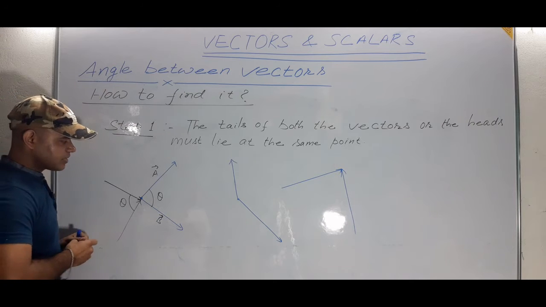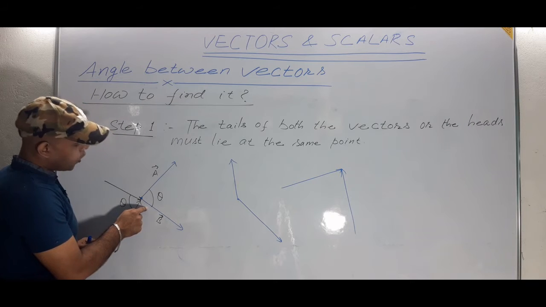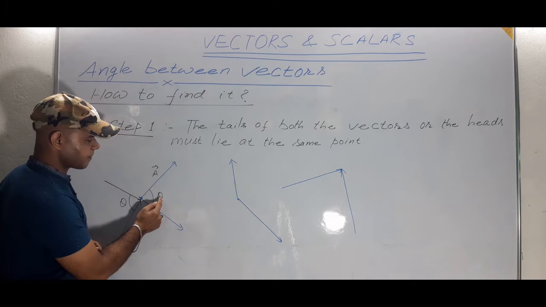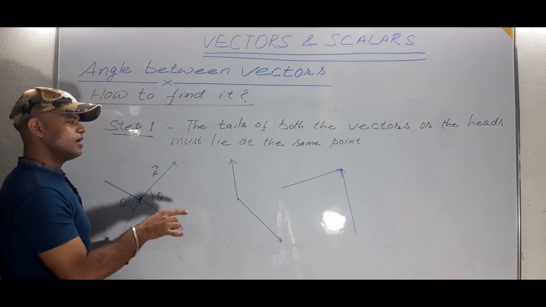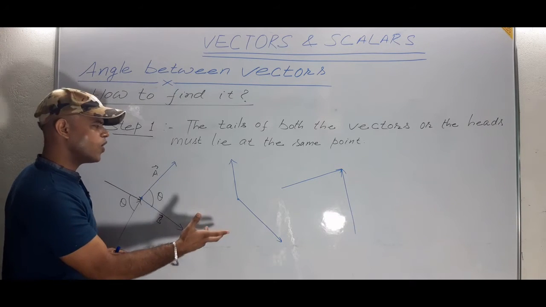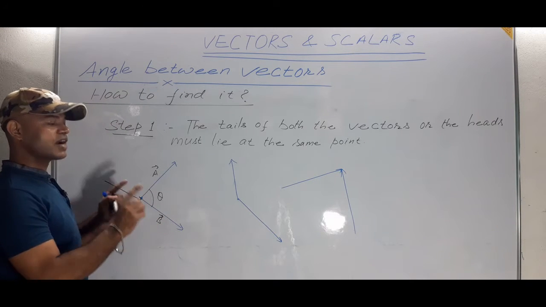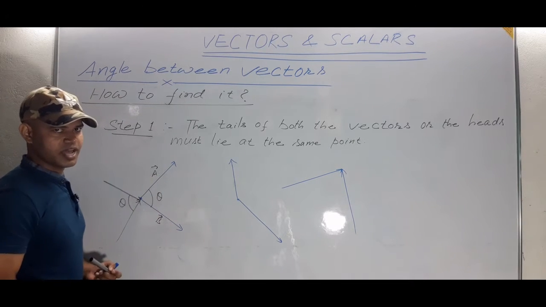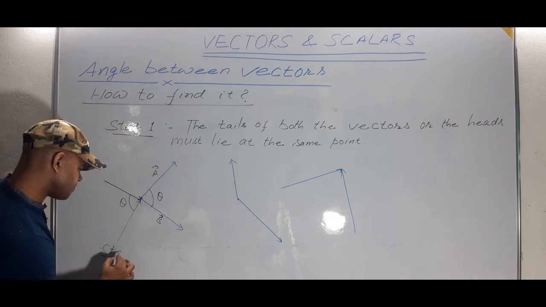So whether you take the angle when the tails of both the vectors touch each other or the heads of both the vectors touch each other, the angle is going to be same. So this is the first condition, that you have to arrange the vectors in such a way that either tails of both the vectors touch each other or the heads of both the vectors touch each other. So you have to first of all arrange the vectors in that orientation. Then you proceed to measure the angle. Now what is step number 2? Look here. Step 2.